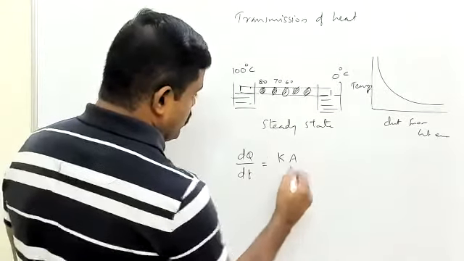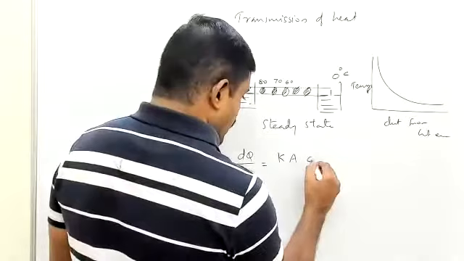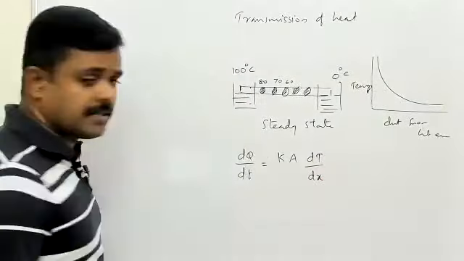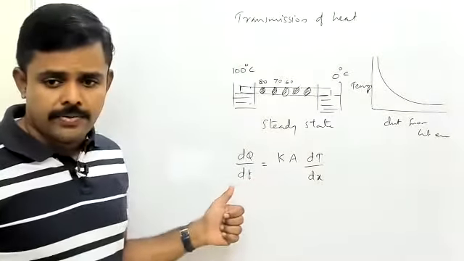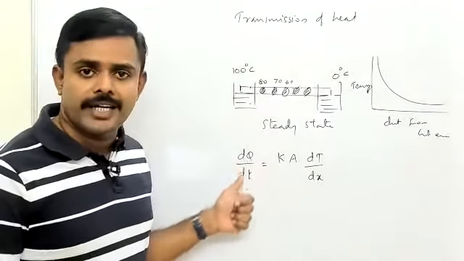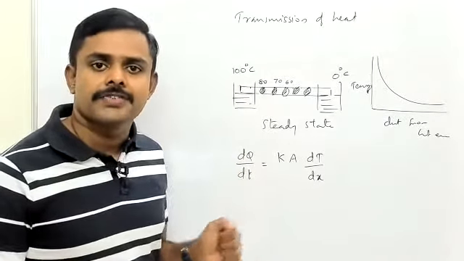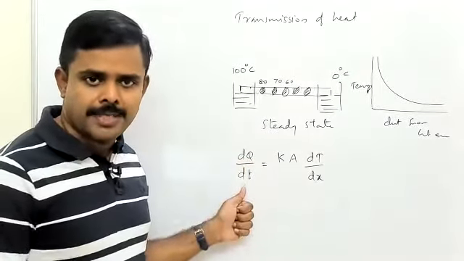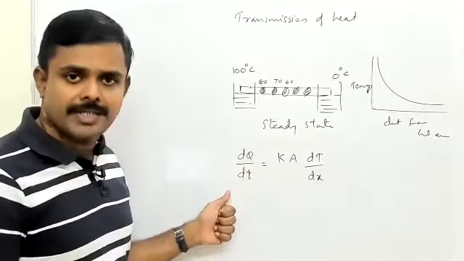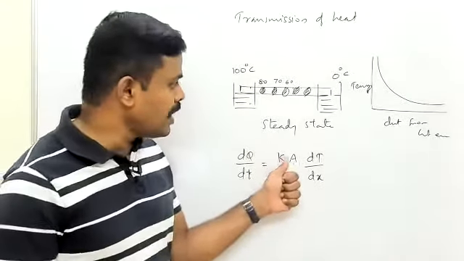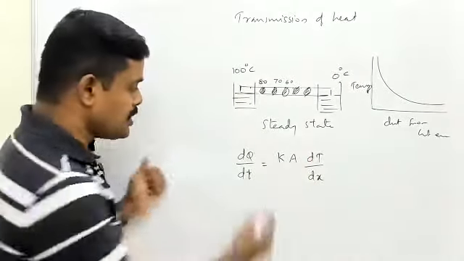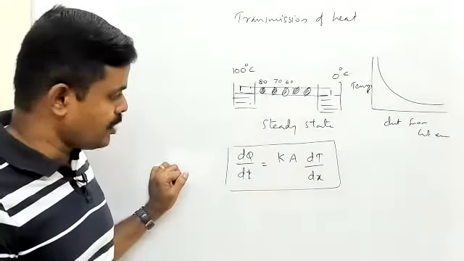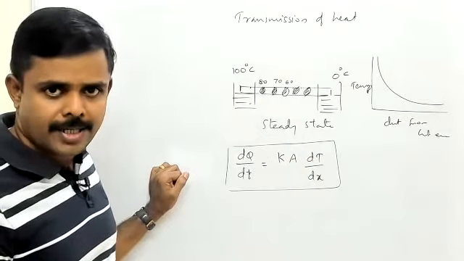dQ by dt is equal to k into A into dT divided by dx. This is the rate of heat transfer, dQ by dt, the amount of heat transferred per second. The amount of heat transferred per second is equal to k into A into dT by dx. Now, this is the only equation you will see in the whole topic of conduction.